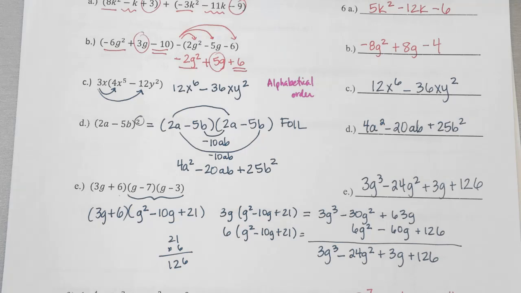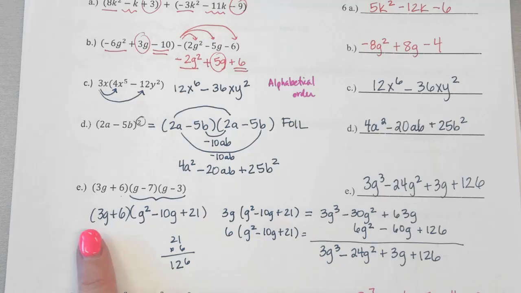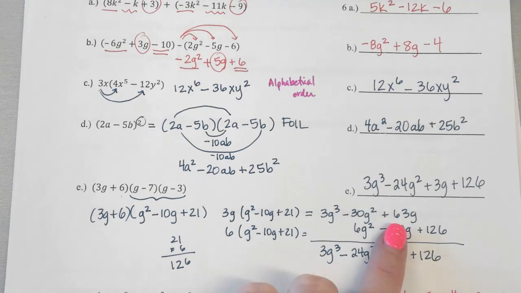Okay, and then for E, if you have 3 of these, you do have to pick 2 to FOIL first. It doesn't matter which 2 you FOIL together first. I just chose the back 2 because I like to distribute first the 3g and then the 6. And then you're going to have to combine your like terms. Okay, so you should have 3g to the third minus 24g squared, because negative 30 and 6 is negative 24. 63 minus 60 is 3g, and then 126.